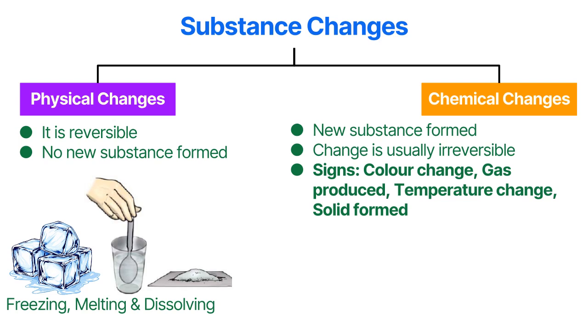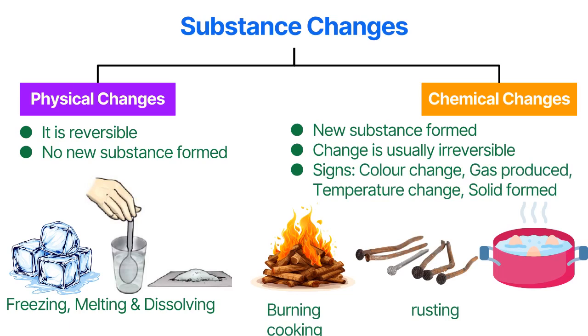Let us now look at real-life examples of chemical changes. Burning produces new substances such as ash and gases. Rusting forms a new substance called iron oxide. Cooking food also creates new substances with new tastes and textures.